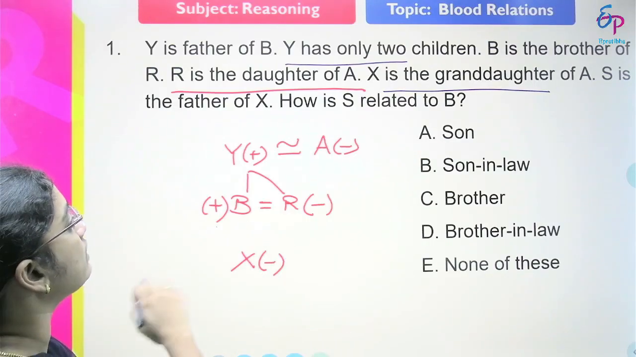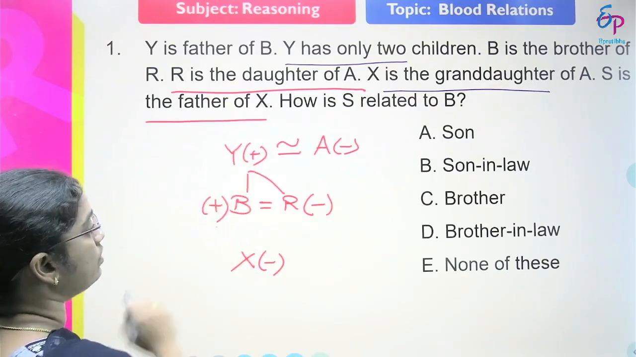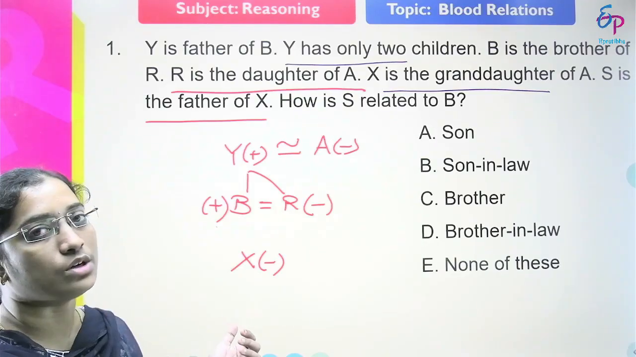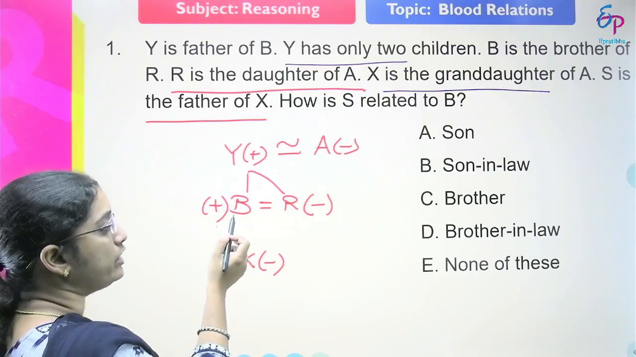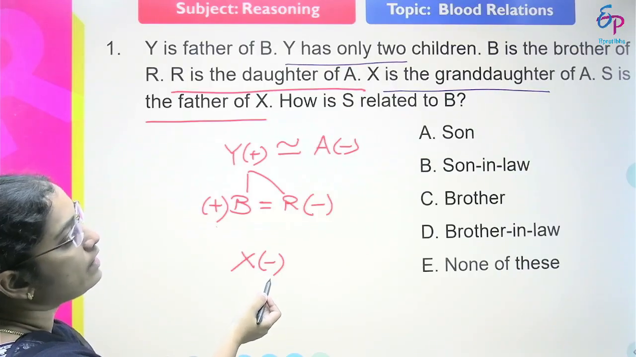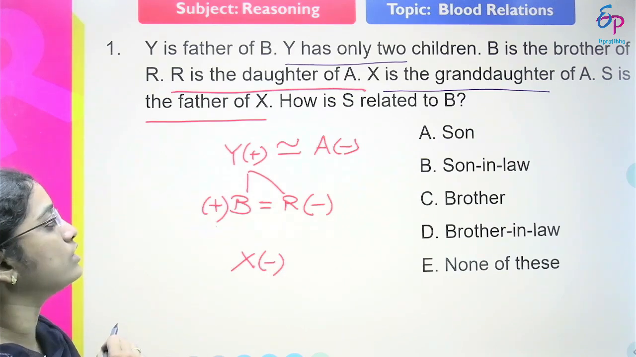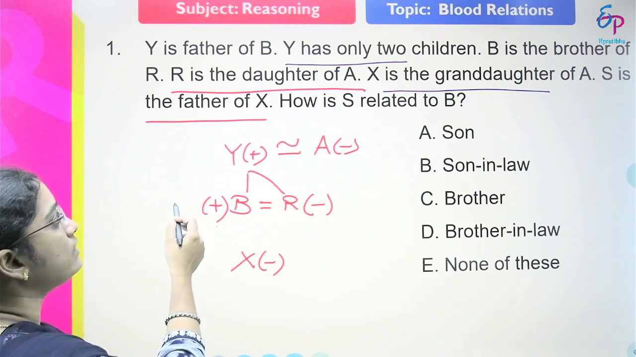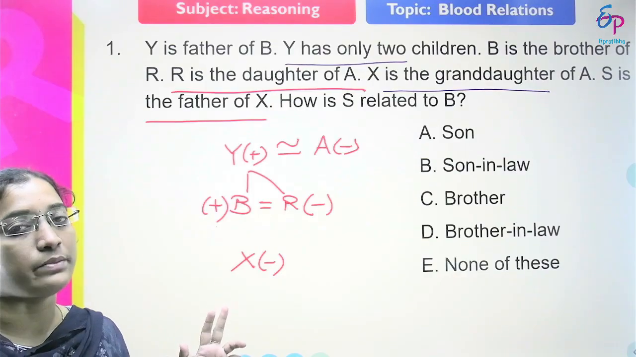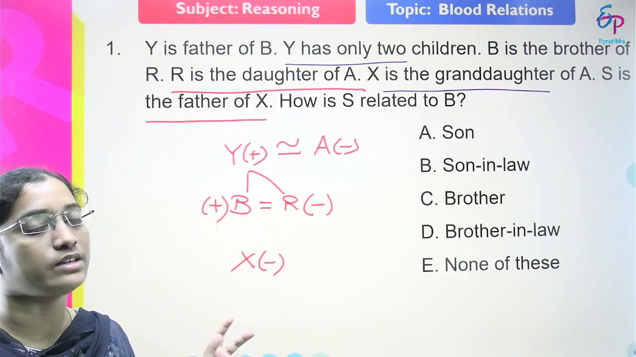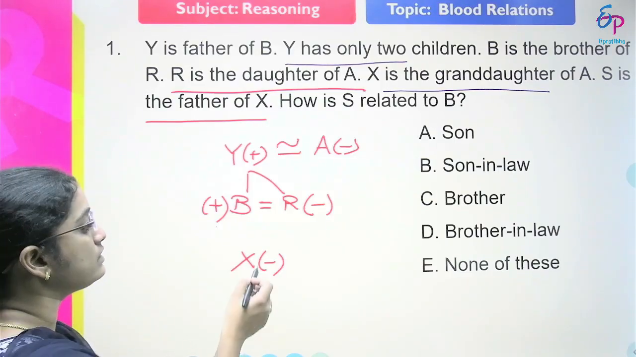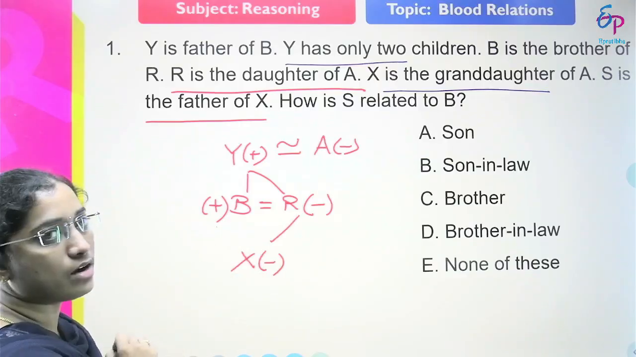Then we have the next information: S is father of X. Clearly they mention S is the father of X. Just observe here. Already we know B's gender is plus, right? So in case X is a child of B, then they are also giving S as father of X, so B is plus and S is also plus. That is not possible, right? One person does not have two fathers, so definitely we need to take only one father. So that means X is a child of R.